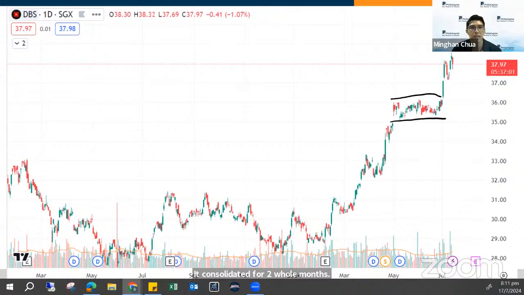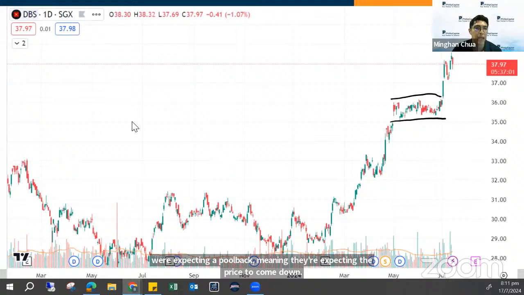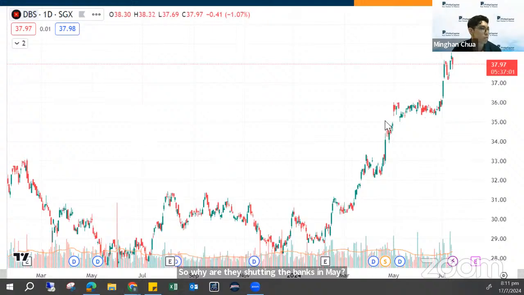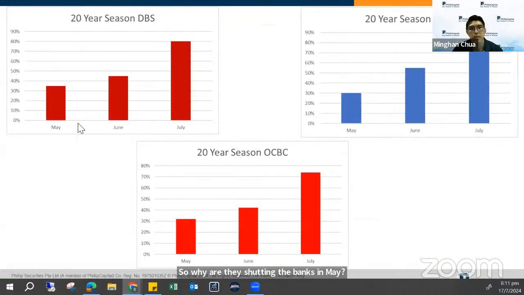In fact, some clients actually shorted because they were expecting a pullback. Pullback meaning they're expecting the price to come down. So why are they shorting the banks in May? Let me share some information with you. This is the 20-year seasonality, the cycles. For the past 20 years, all 3 banks are bearish in May, and they are neutral in June. You can see that it's about 40 to 50+% in June. Hence, some of my clients actually went to short the banks in May.